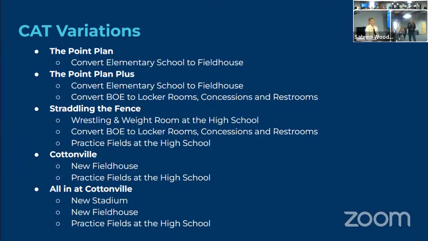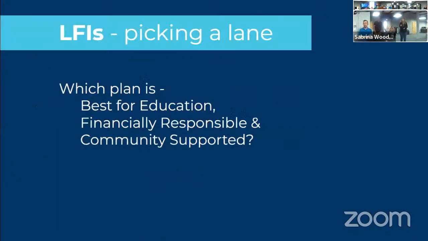The wrestling and weight room at the high school, converting the board office to locker rooms, concessions, and restrooms, and then practice fields at the high school. And then there's the Cottonville plan, which is a new field house and a new practice field at the high school. And then there's the all in at Cottonville, which is what it states, everything at the high school, which I think that's where we need to be eventually. But right now, that's not in the plans, I think. And then, so we start to talk about picking our lanes, what's best for our educations, what's financially responsible for our community, and can our community support the decisions that we've come to?